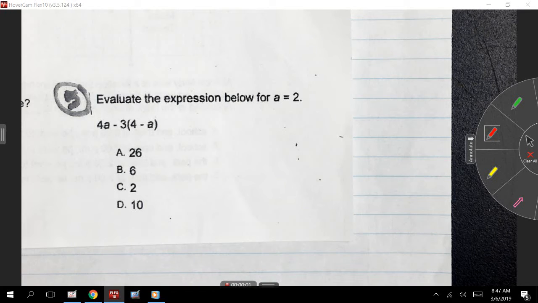Jacob. Evaluate the question. Okay, evaluate the question. That is what it says. And how am I going to do that, Chandler? Well, I can't do parentheses yet. There's something I need to do before that.